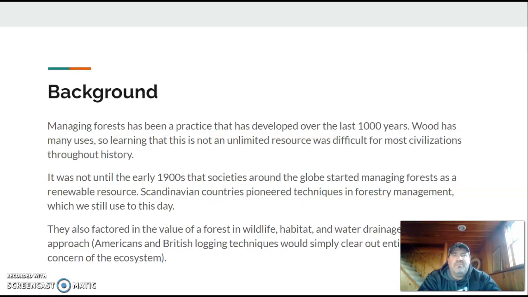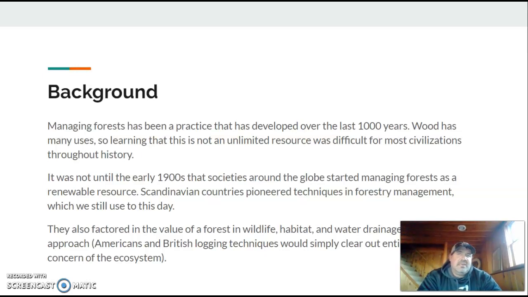And it was about the 1900s that a number of countries figured out that if we're going to continue to do this and continue to use wood products, we need to have a better management system. Scandinavian countries were the first ones that came up with that, and they made some drastic improvements in the way that we managed forestry resources. And we still use those practices now.